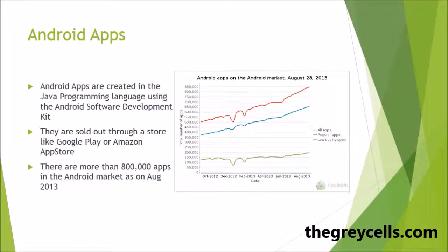Android apps are created in the Java programming language using Android Software Development Kit. They are sold out through a store like Google Play or Amazon App Store. As you can see in the graph, there are more than 800,000 apps in the Android market as on August 2013.